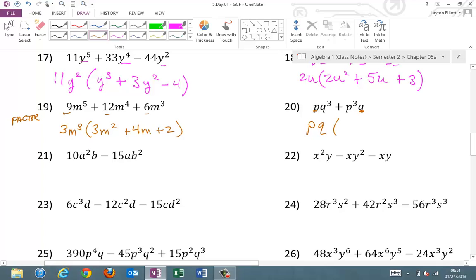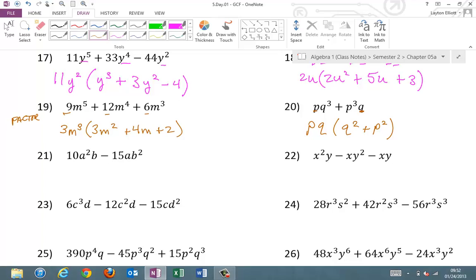So let's see. If I take a pq out of pq cubed, that's just going to leave me with q squared, isn't it? And if I take a pq out of p cubed q, that's fun to say, I should just end up with p squared. Yep, there's a little symmetry in problems like this, but we always try to catch you. Just take a little second, make sure you're okay.